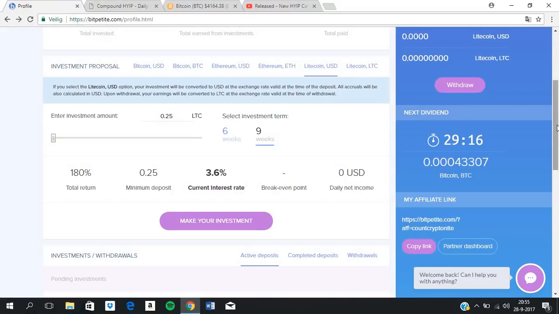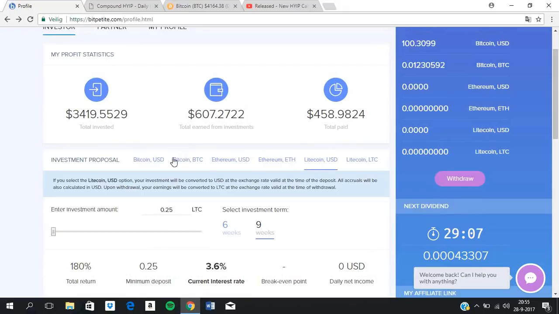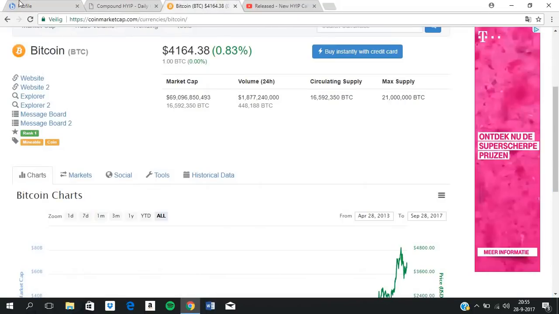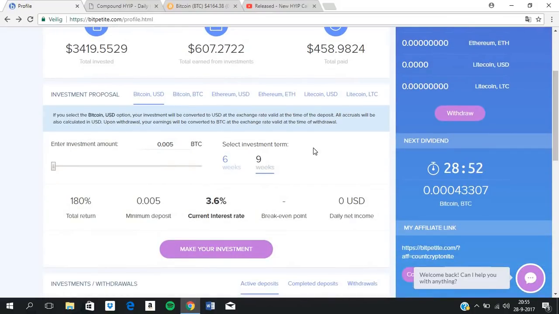So there are 2 mistakes that are very important to never ever make. First of all, don't choose Bitcoin to US dollars, because the Bitcoin, like I said, is rising. And also choose the 9-week program. I know it's a big risk, because you never know how long these hypes will stay alive, but I think Bitpetite will stay alive for 9 weeks.